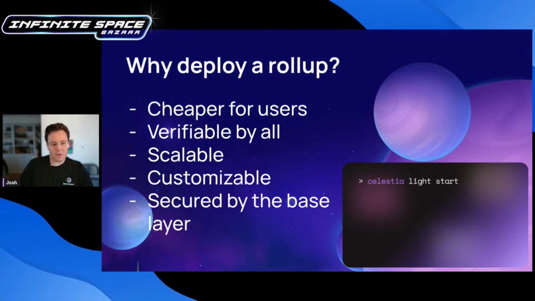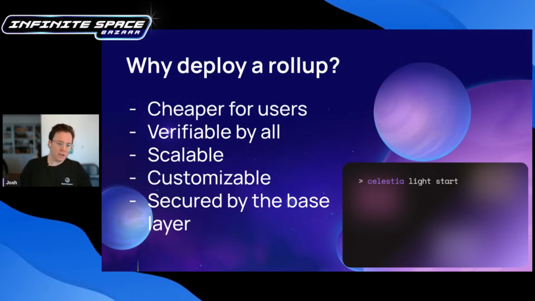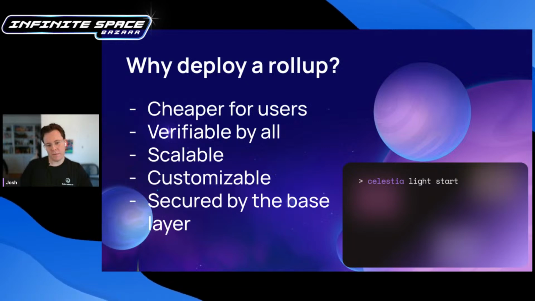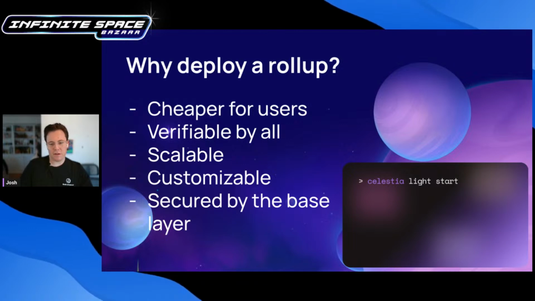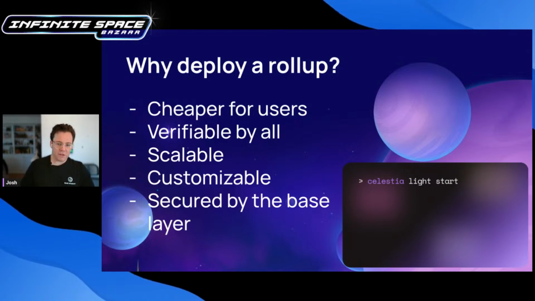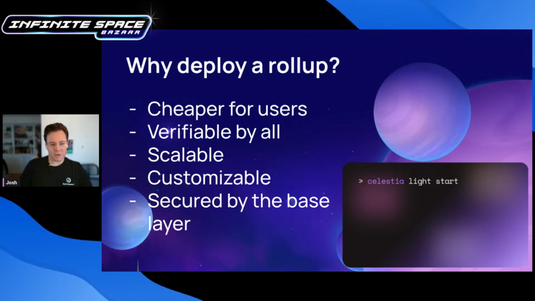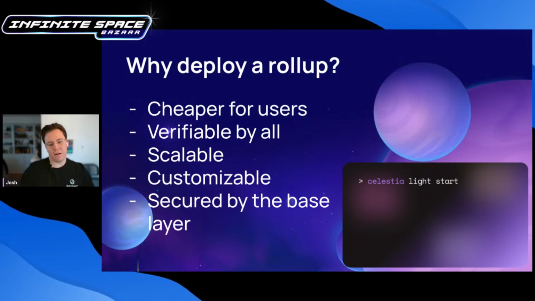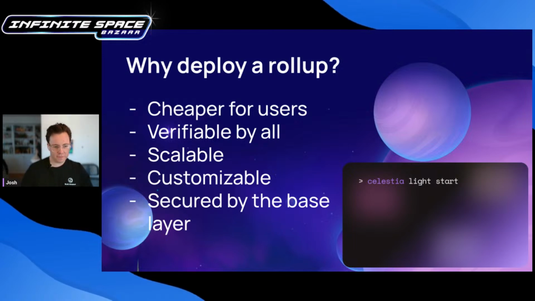So if you deploy a rollup, the end goal or the end state is that it will be cheaper for users. It will be verifiable by all. With running a light node, you can actually verify the chain yourself instead of running really big infrastructure like a full node on another chain or even a full node on Celestia. This is something that you can actually do on your phone, and even on an iPhone now.